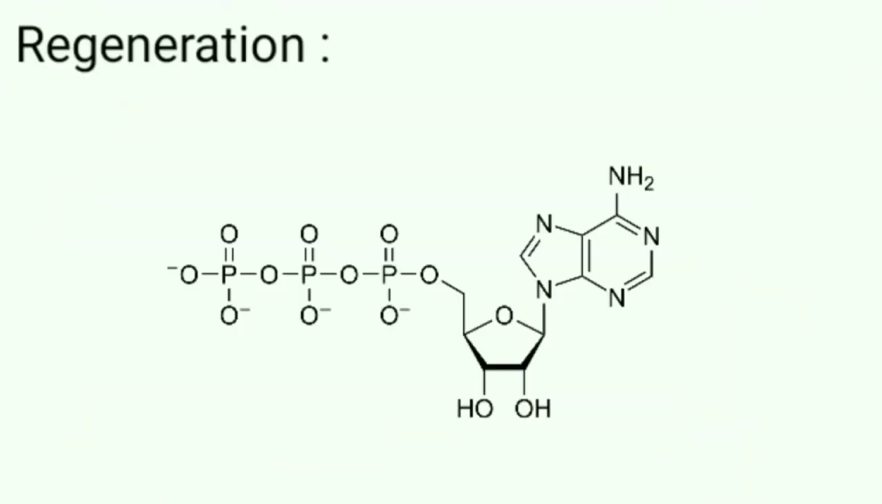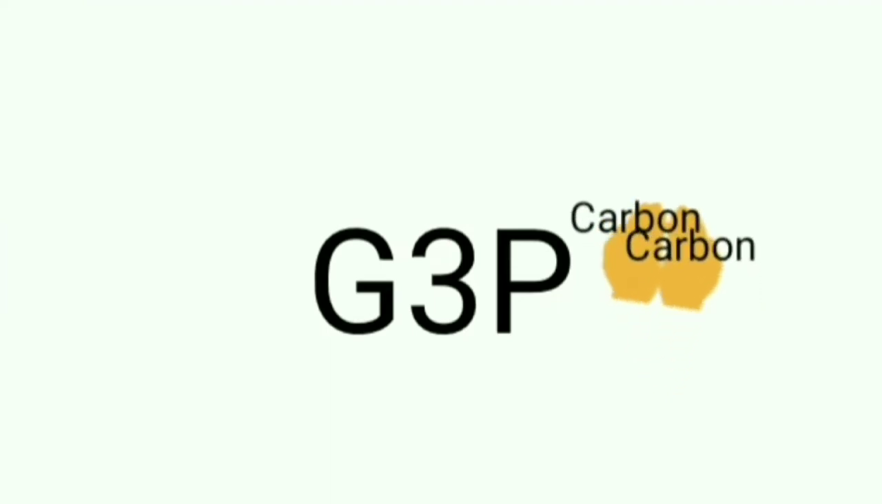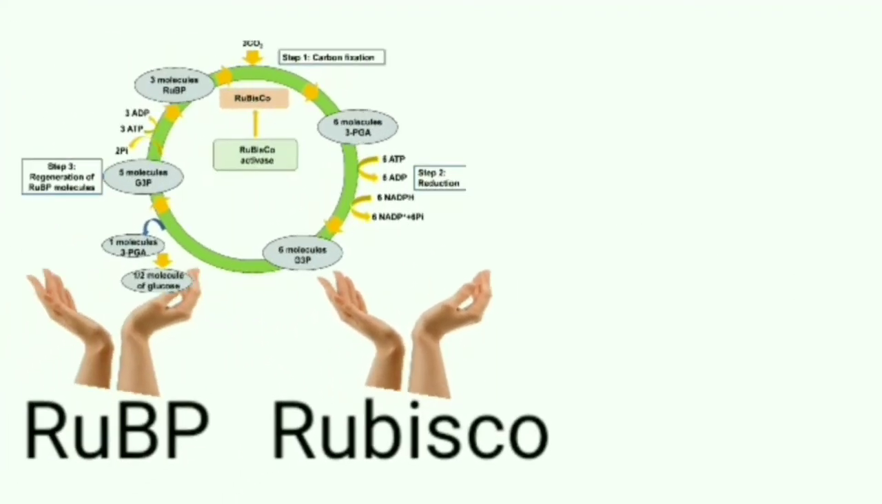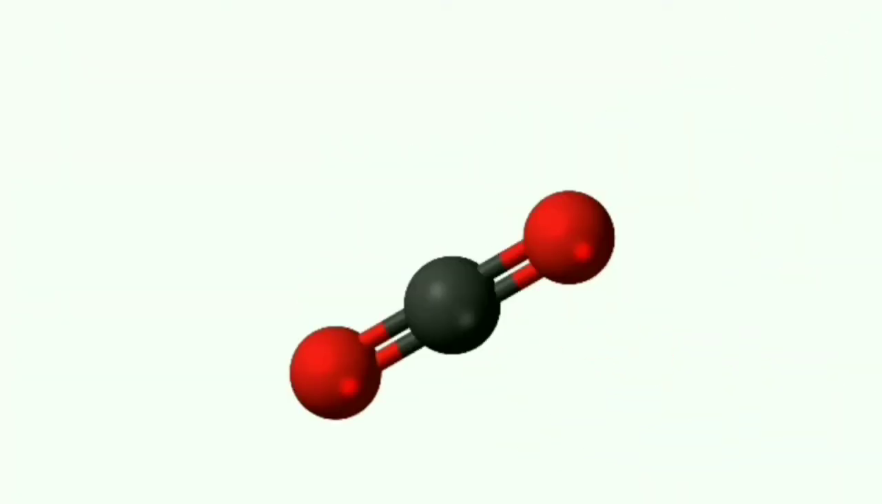Regeneration. With more ATP from the continuing light reaction, leftover G3P picks up 2 more carbons to become RuBP. This RuBP pairs up with rubisco again. They are now ready to start the Calvin cycle again when the next molecule of CO2 arrives.